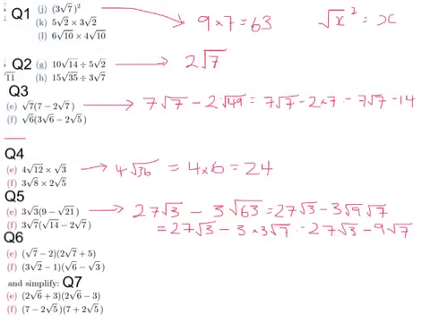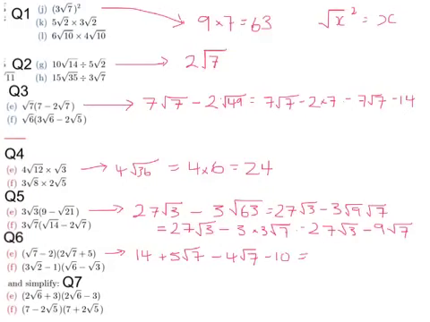Question 6. Okay, so we've got some slightly harder questions now. We've got root 7 times 2 root 7. Root 7 times root 7 is 7, so it's 2 times 7, so that's 14. Root 7 times 5 is 5 root 7. Negative 2 times 2 root 7 is negative 4 root 7. And negative 2 times positive 5 is negative 10.